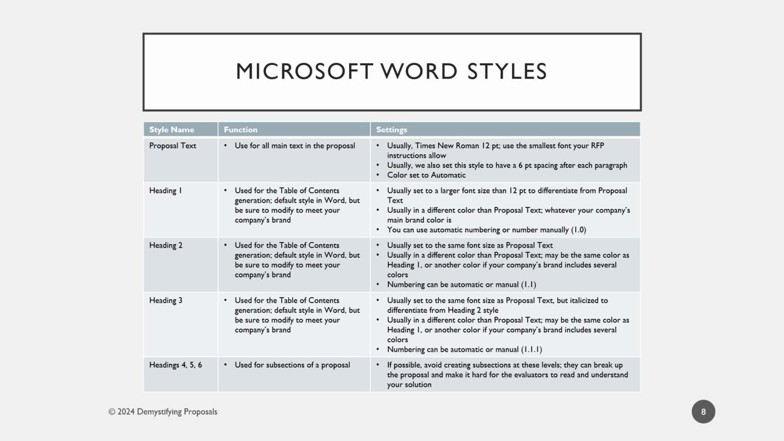Generally, we recommend not getting down to the level headings of 4, 5, and 6. That often will break up the proposal too much and make it harder for the evaluators to follow your solution. So try not to use headings 4, 5, and 6, but generally speaking, it doesn't hurt to define them in ways that match your company's brand and the requirements of the RFP.